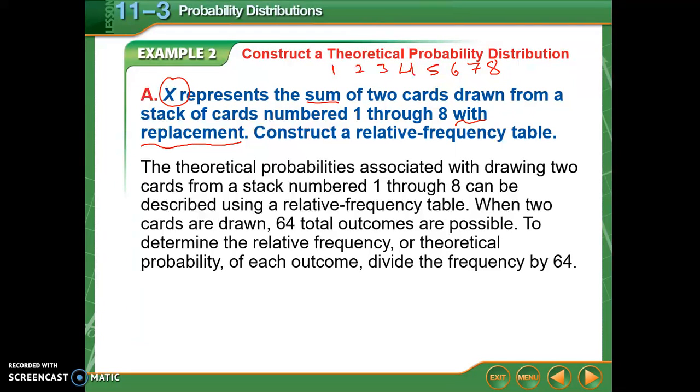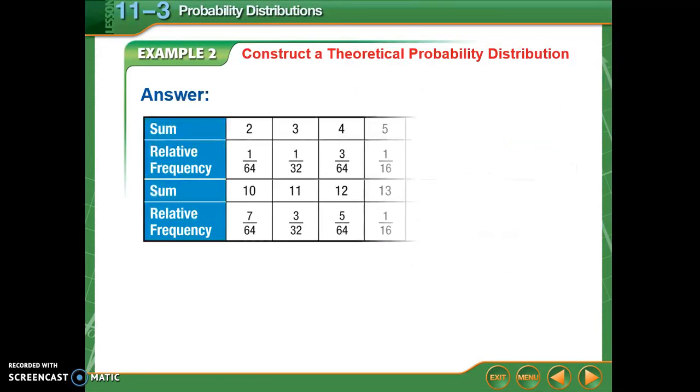So it would be possible for me to draw 2 8s or 2 2s or 2 1s or whatever. So I'm imagining that I'm going to draw a card 1 through 8, and then I'm going to draw another card 1 through 8. So there are 64 total possible outcomes, 8 times 8. To determine the relative frequency or the probability of each outcome, I divide the frequency by 64. So there are 64 total combos, if we want to think about it that way. But some of them can happen more than once.